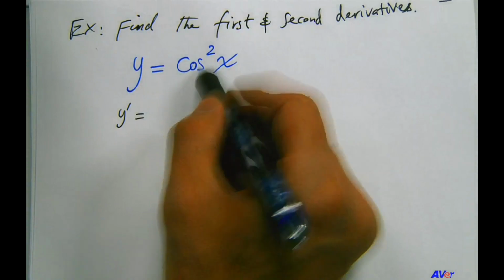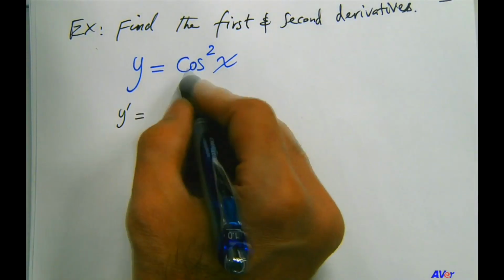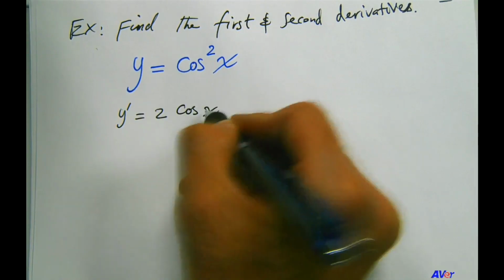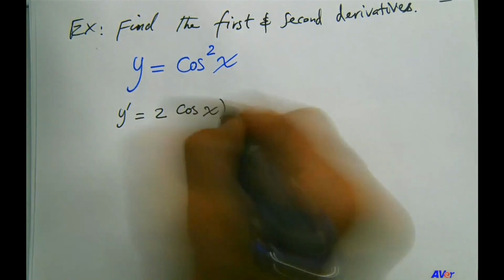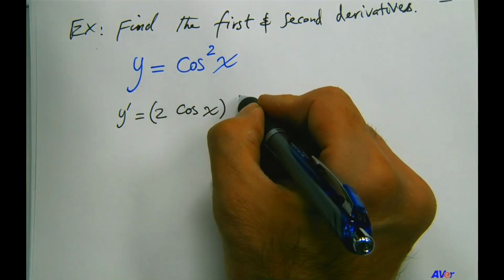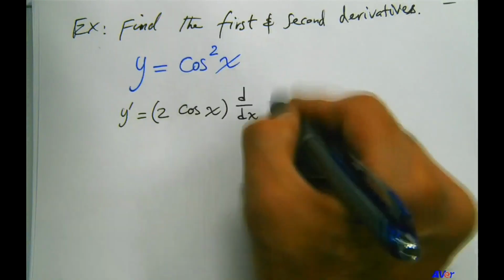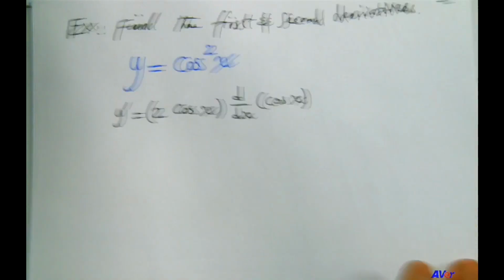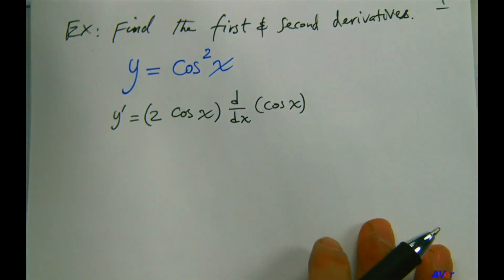So we want to bring this 2 down. So we have 2 cosine of x. Now by the chain rule, we have that multiplied by d dx of the cosine function, right? That's the chain rule component that we didn't have before in section 2.4. We found the first and the second derivatives, but now we do.